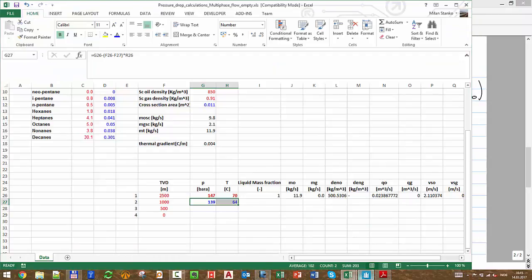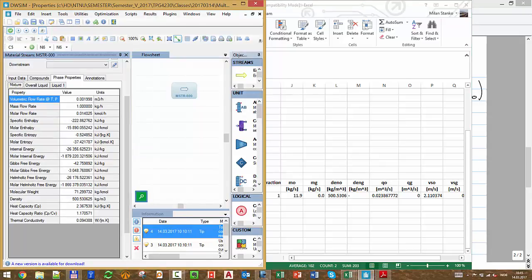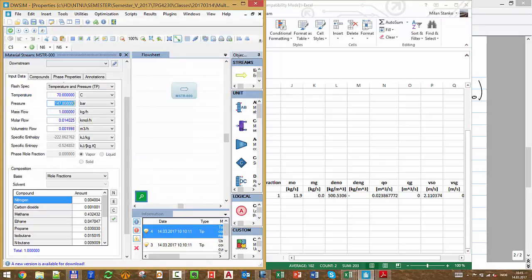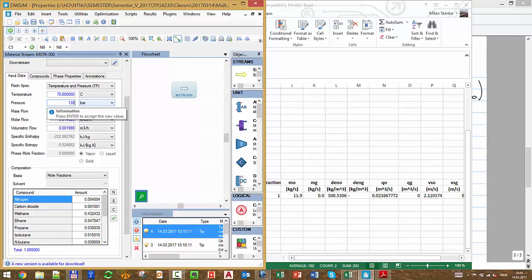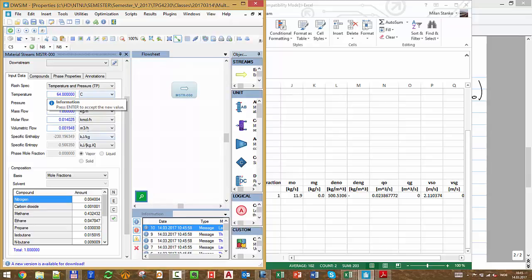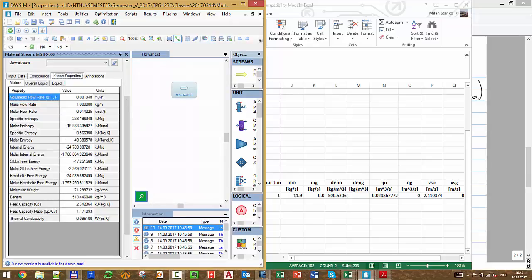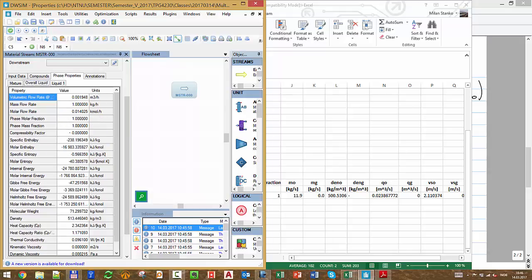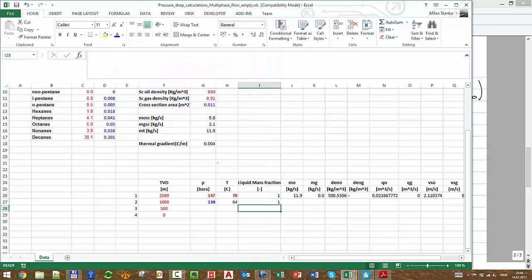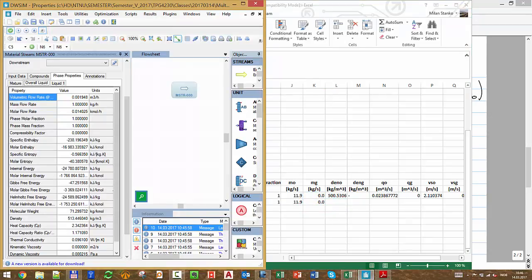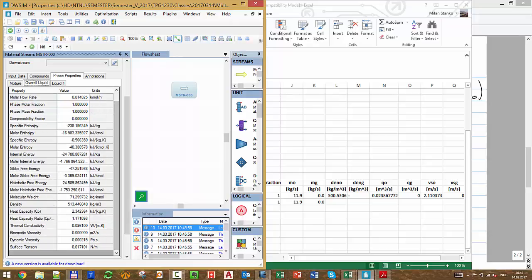So let's do that very quickly. 139. And 64. Okay, I'm still in liquid. So I copy it very quickly. Liquid fraction 1. This is just the same as before. And I wanted to show you some multiphase, and it's refusing to change phase. Let's hope for the next step.